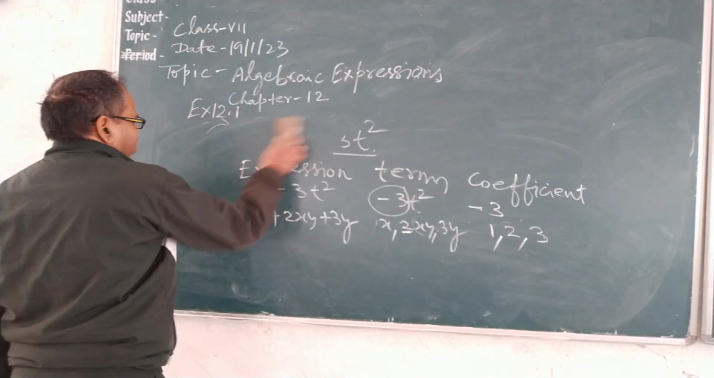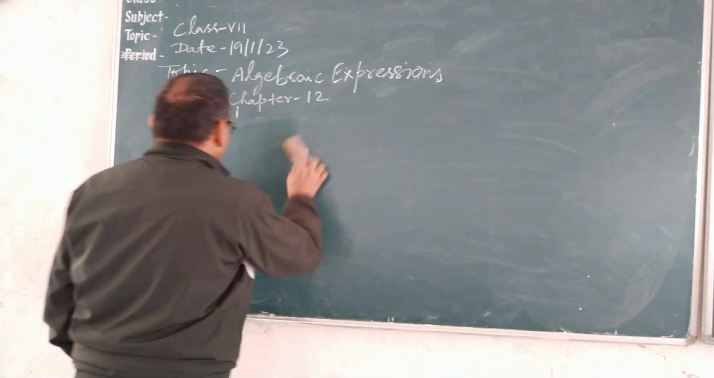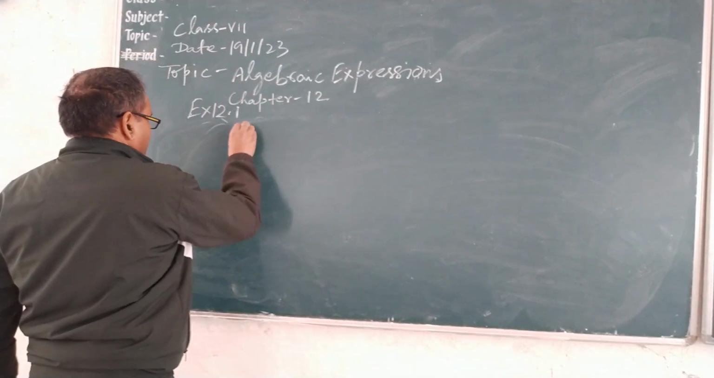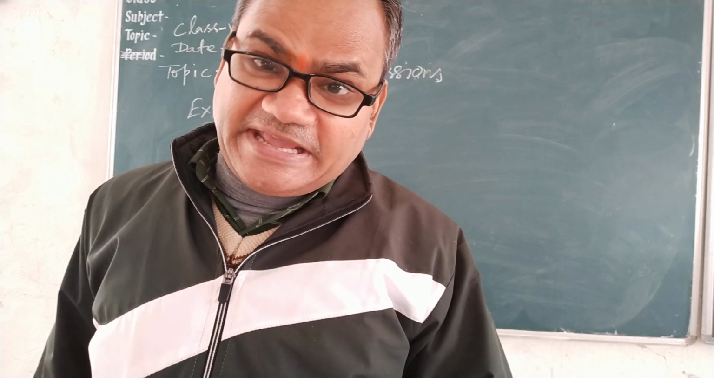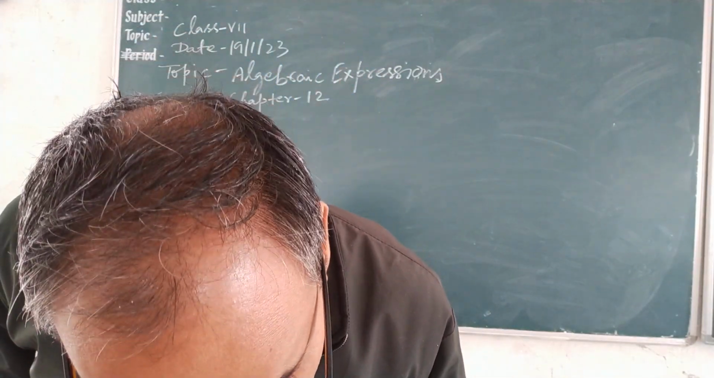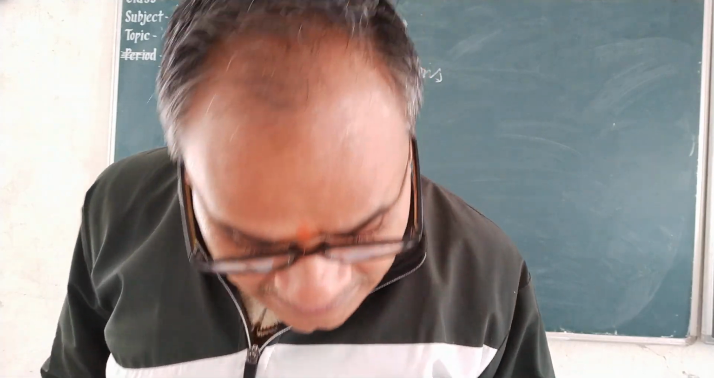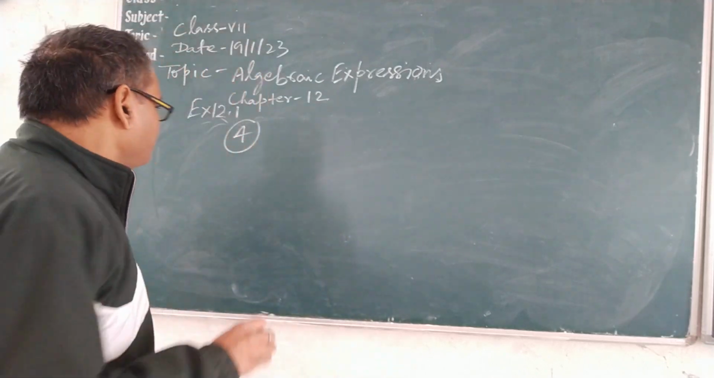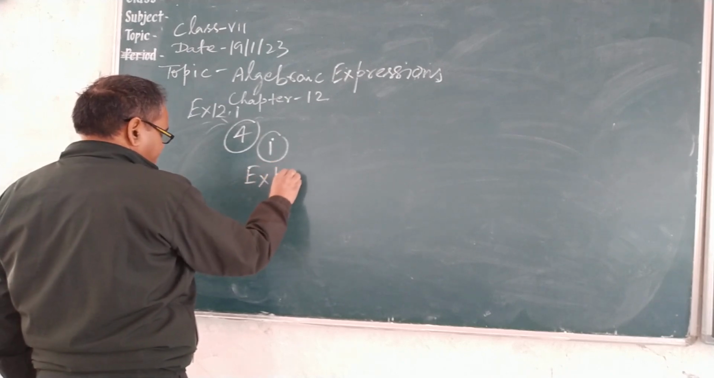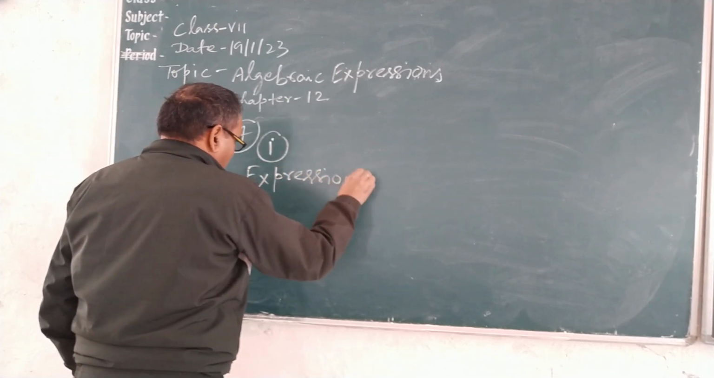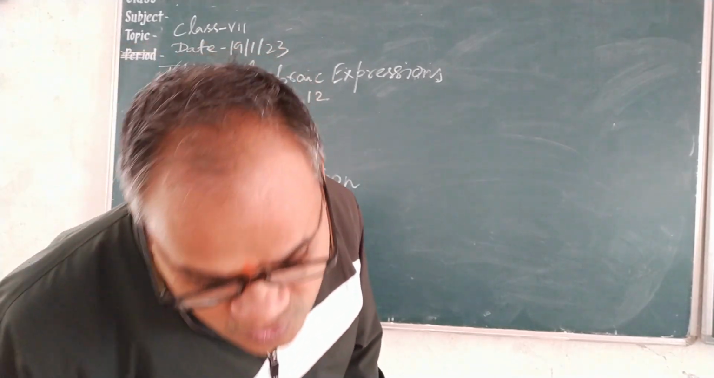Question 4. What is the question? Identify terms which contain x and give the coefficient of x. Now, 4 first. This is your expression. What is the expression? The expression is y square x plus y. This is your expression, y square x plus y.